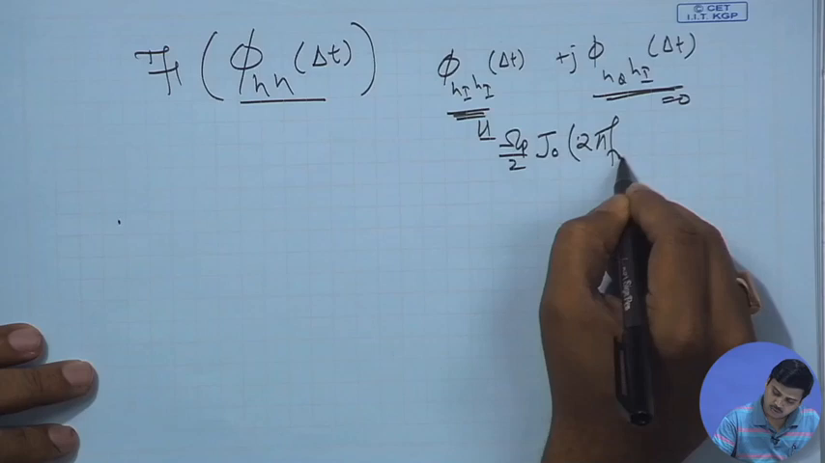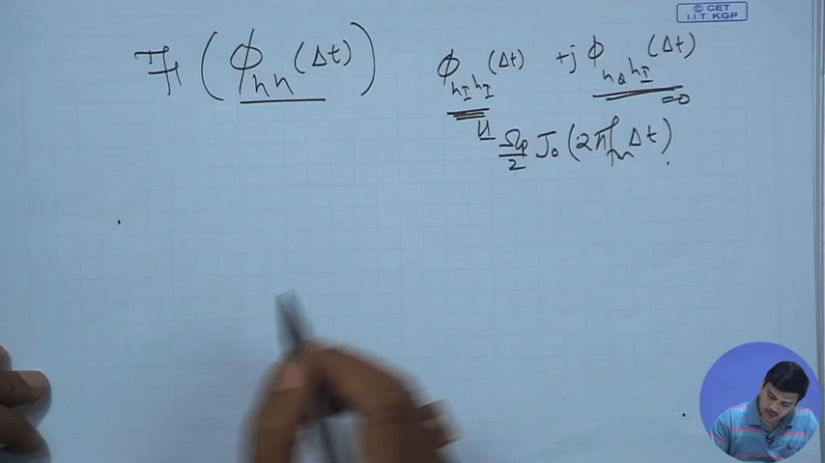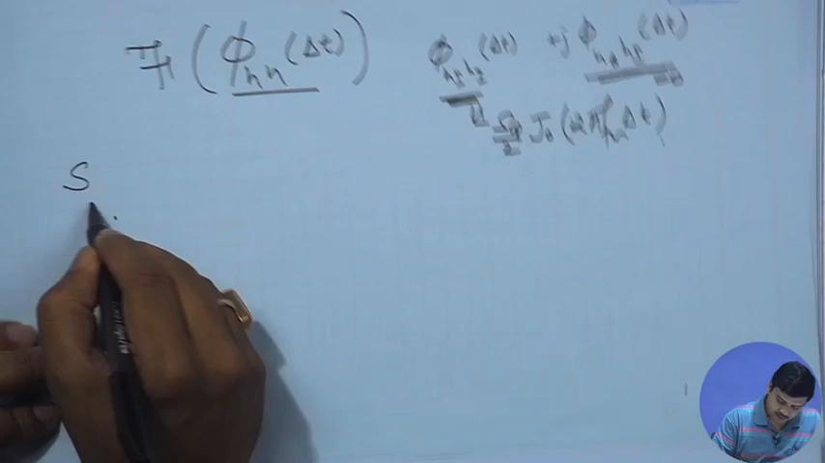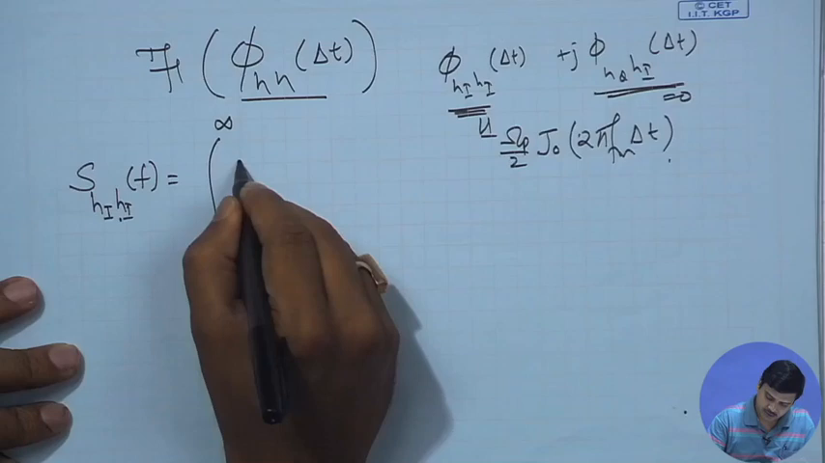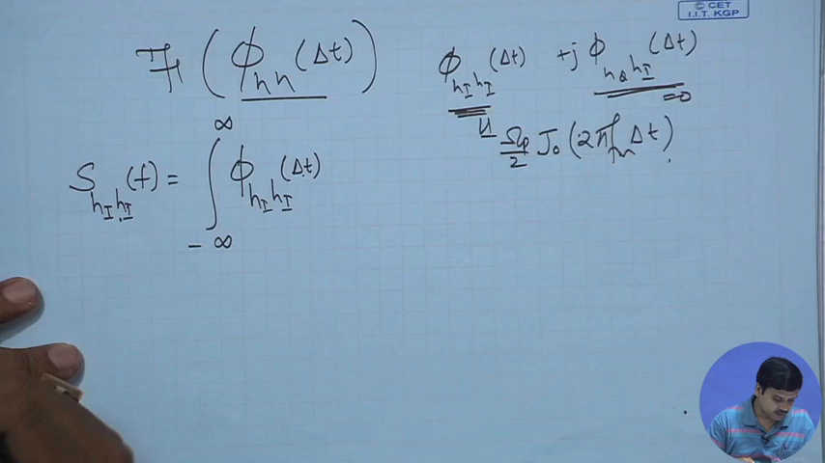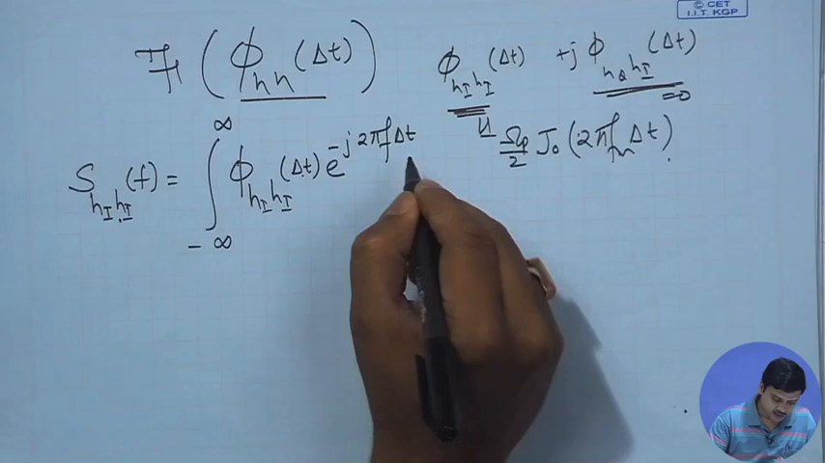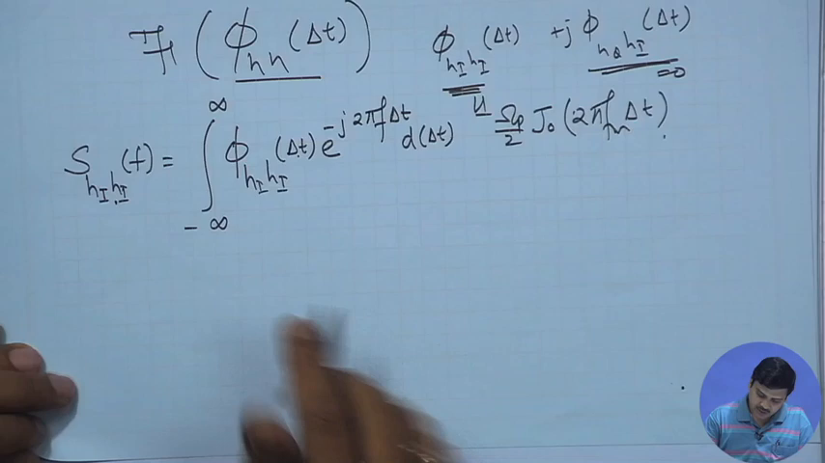Now, in order to get the Fourier transform of this, so that we get the power spectral density, we would be getting S_hIhI(f) equal to the integral from minus infinity to infinity of phi_hIhI(Δt), which is a function of Δt, e to the power of minus j 2π f Δt, d(Δt). So with this, we have to expand this particular expression.